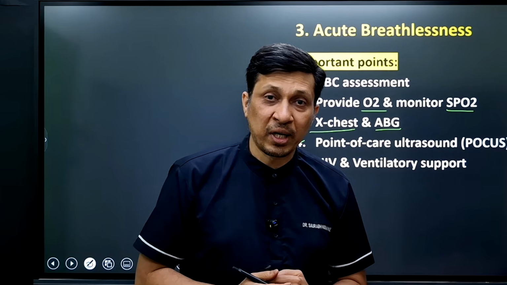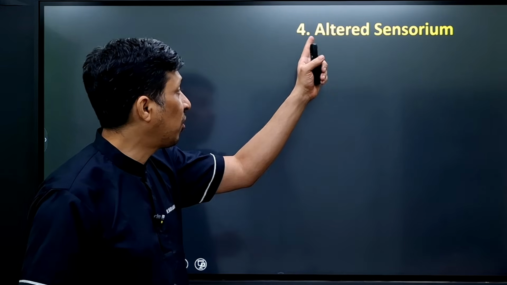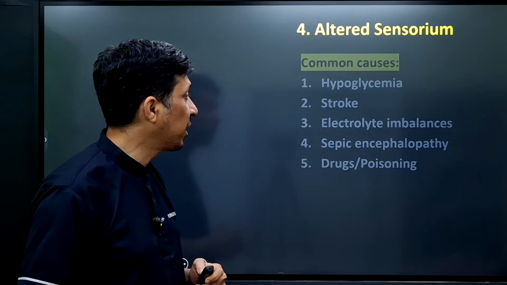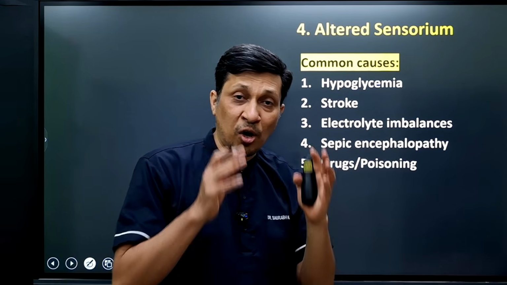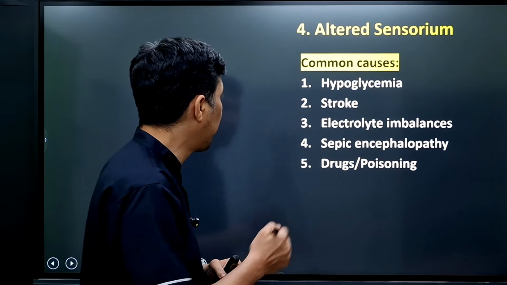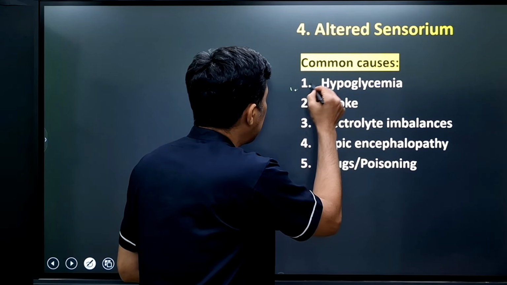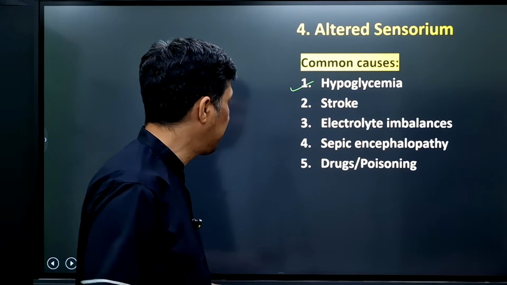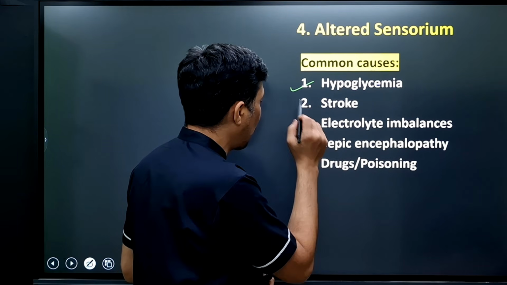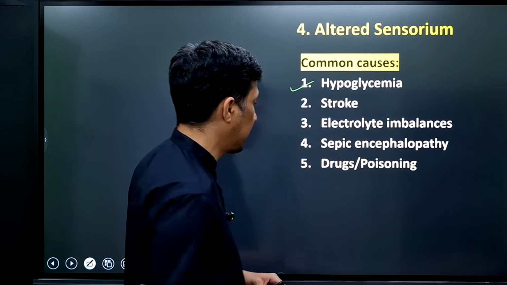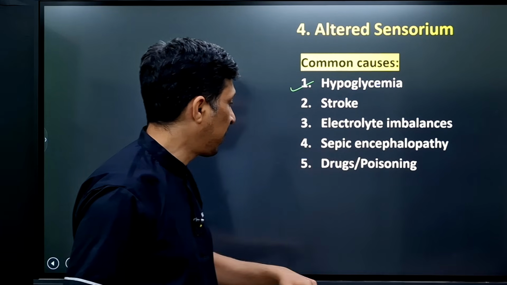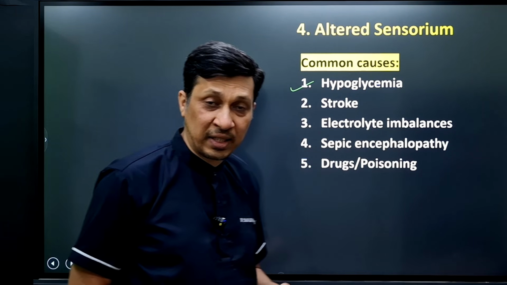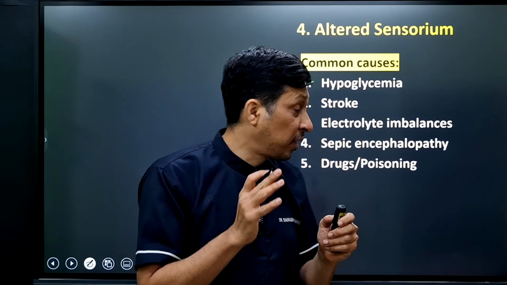Now the fourth important presentation in ER is of altered sensorium. Now what are the important common causes of presentation of altered sensorium? The most common and which can be easily treatable is hypoglycemia. Then it is stroke, then electrolyte imbalances, then septic encephalopathy, and drugs and poisoning. These are the important causes of altered sensorium.